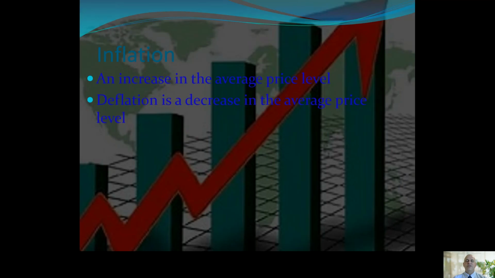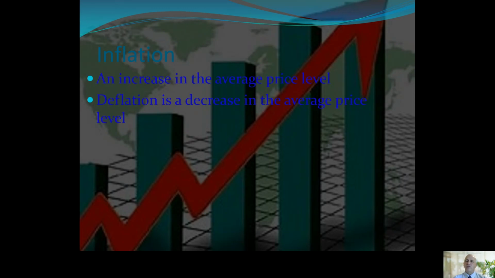The next measure that we'll talk about is inflation, which is simply an increase in the average price level. Now, the book talks a great deal about how these numbers are calculated, and I'm not looking for you to have an understanding of how these numbers are calculated. But I want you to have an understanding of what inflation does and what it means.